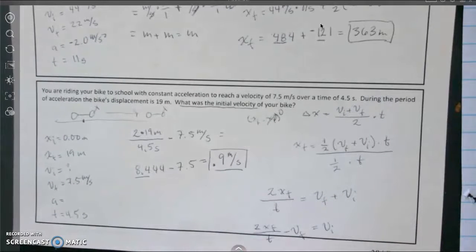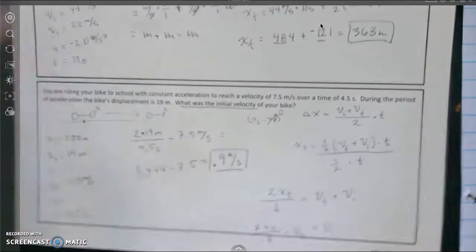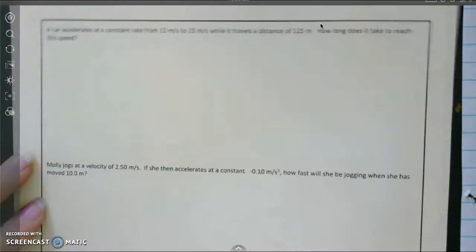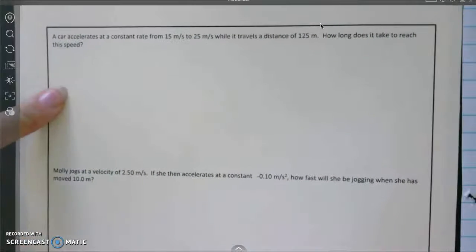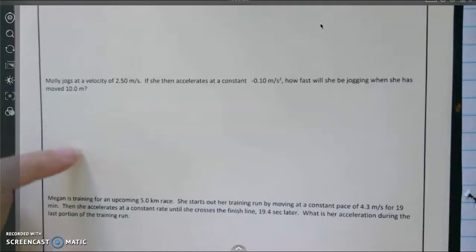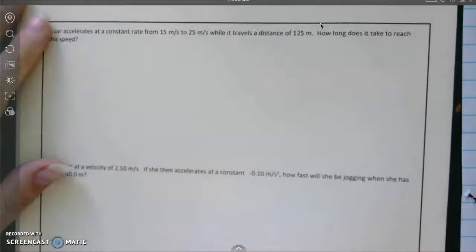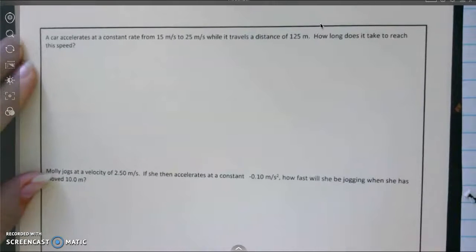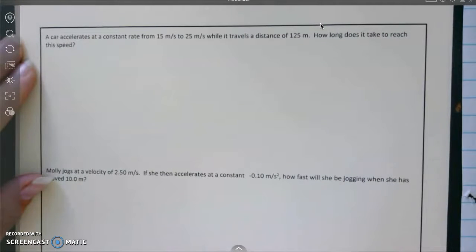Okay, so we're wrapping up this unit. Let's look at one more together, and then I'm going to leave the last 2 for you to look at on your own. A car accelerates at a constant rate from 15 meters per second to 25 meters per second while it travels a distance of 125 meters. How long does it take to reach this speed?